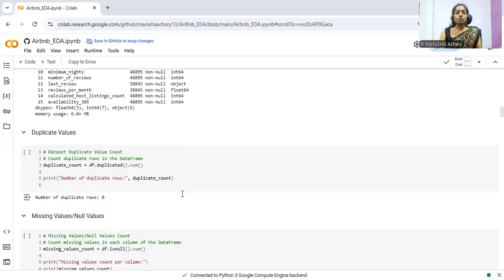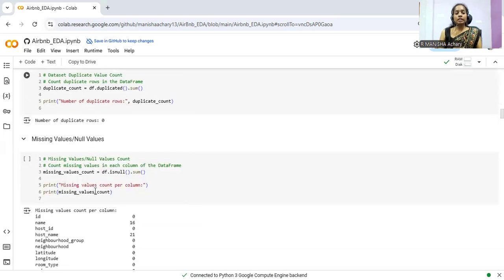And duplicate values: whether there are any duplicate values or not, I have printed in this section. df, which is my dataset, df.duplicated function will print how many duplicated rows are available in that particular dataset.